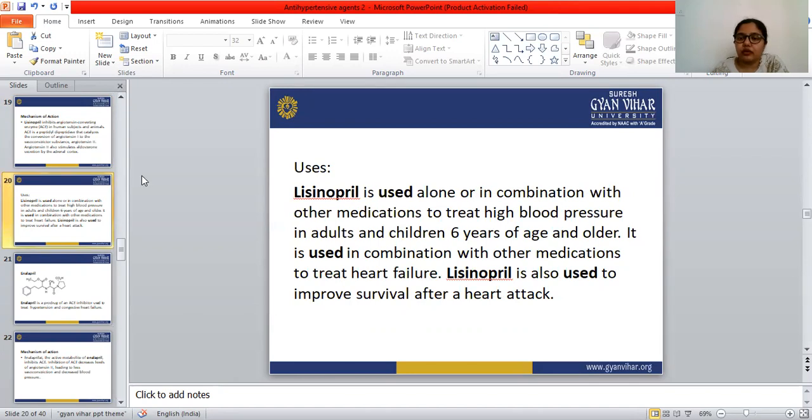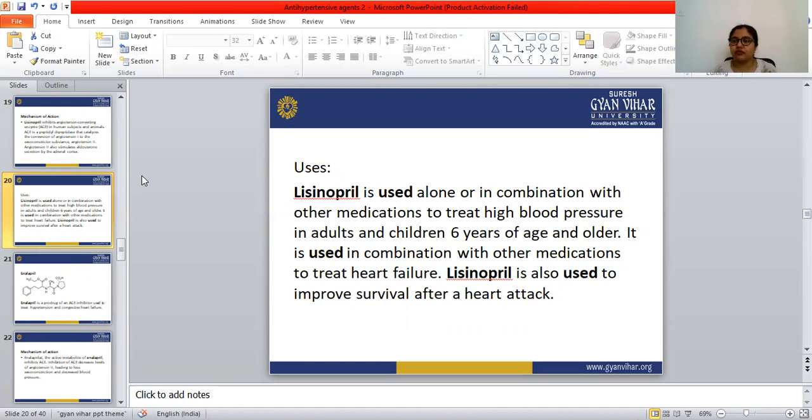Lisinopril is used in the treatment of high blood pressure, and it is also used with other medication to treat heart failure. Lisinopril is also used to improve survival after a heart attack. So these are the uses of lisinopril.